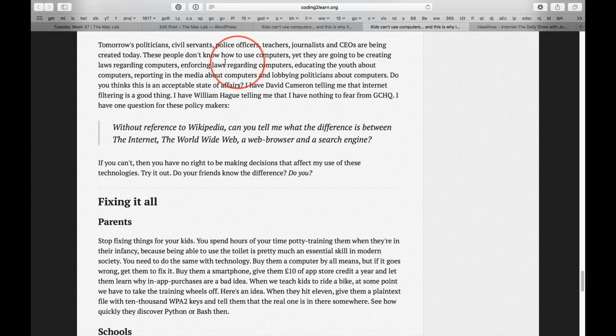He's talking about politicians, people who make laws about the internet. How many of them actually know the difference between the internet, the World Wide Web, a web browser, and a search engine? Now, I would hope that most of you know exactly the difference between those four things, because they are four distinctly different things.